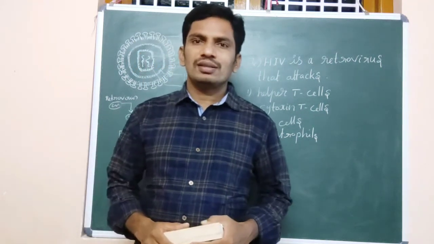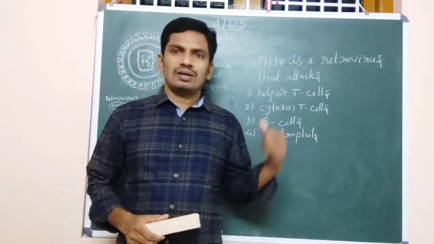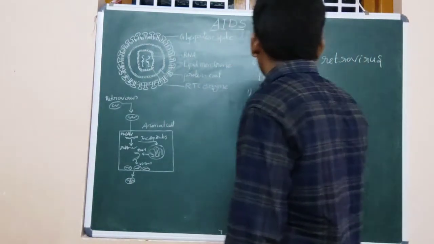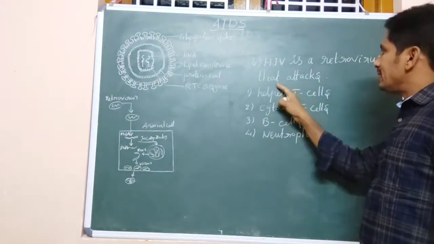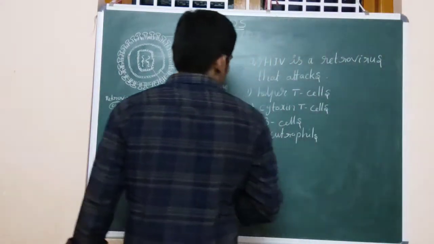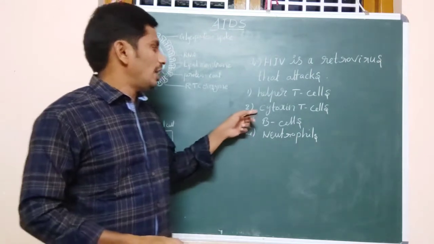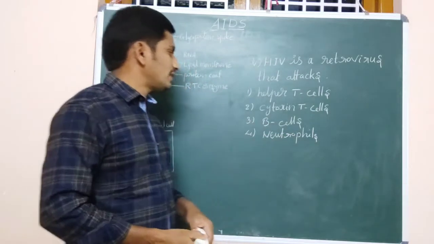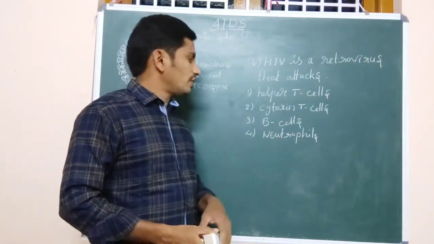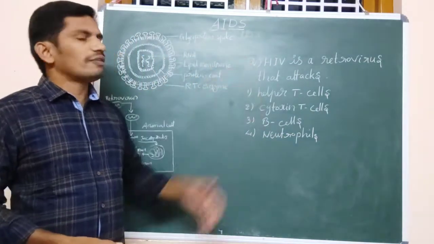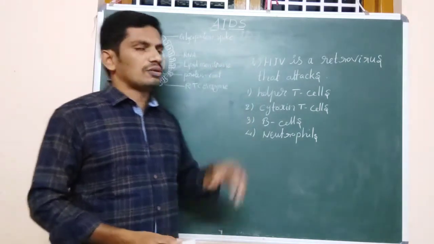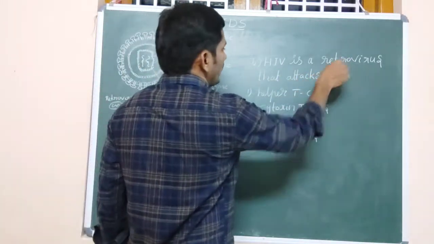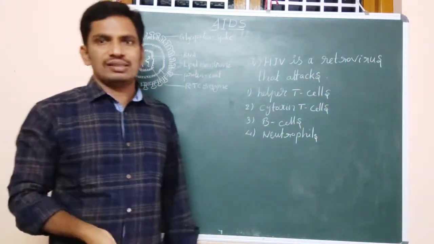Hi students, today class starts with one objective. This here on the board: HIV is a retrovirus that attacks which cells? Option 1, helper T cells; option 2, the cytotoxic T cells; option 3, the B cells; and option 4, the neutrophils. To solve this objective, we should know about AIDS and the HIV virus.